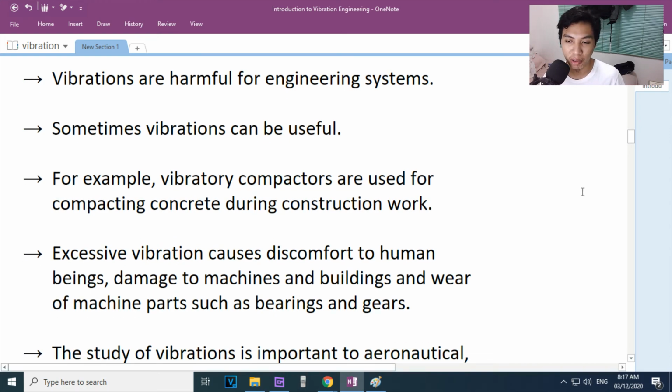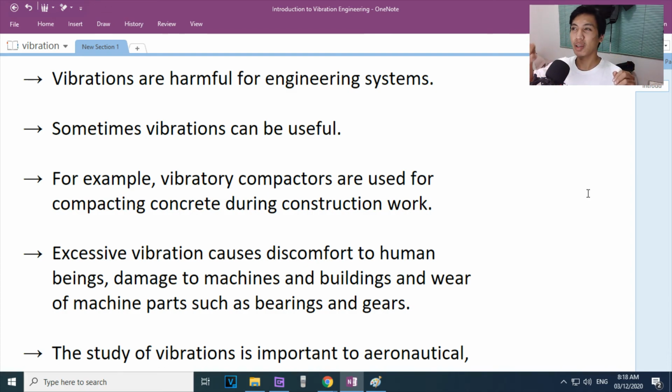For example, vibratory compactors, yung ginagamit ng mga nag-iispalto ng lupa. Makita niyo yan, gaganon sila sa lupa. Ino-compact nila yung concrete. Masakit yun dito. Okay, so yung vibrations nun, effect niya dun sa operators, medyo disrupting. Number 2, yung excessive vibration causes discomfort to human. Yun na nga yung effect nun eh.